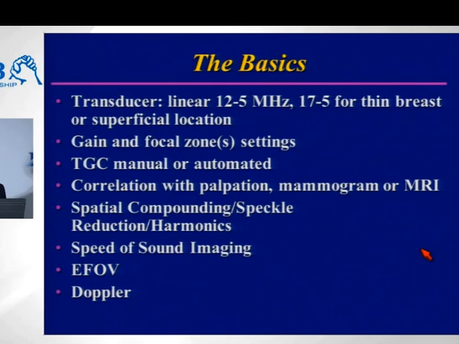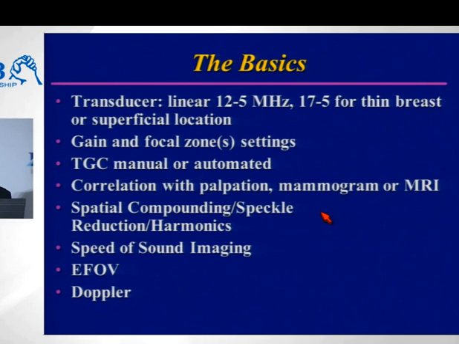And the basics, and I'm not going to go into the details of scanning, but I just wanted to review. It's important to be using the right transducer, typically a high megahertz linear array transducer. You want to make sure your gain and your focal zones are set properly, otherwise you can be right on top of a cancer and not even see it. It's under your nose because you don't have the settings properly adjusted. The TGC you can set manually, or a lot of the newer machines do it in an automated fashion. And it's very important that you do all of those. Once you do and you find your lesion, you have to correlate with palpation.